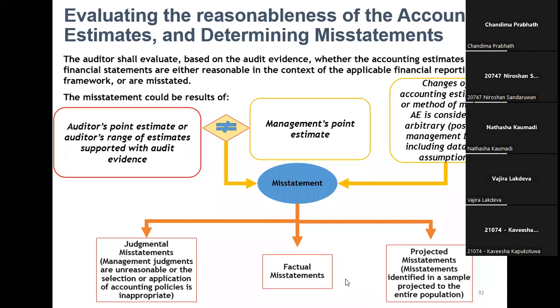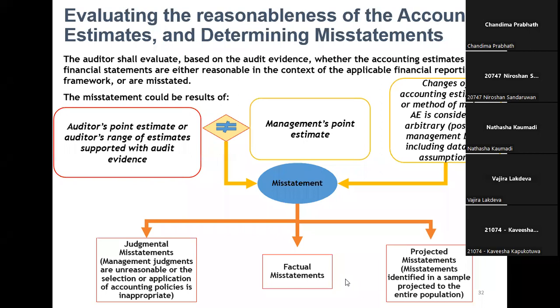Total value of inventory is 100 million. The auditor has selected a sample and the sample value is 10 million. Based on the auditor's testing, the value should be 9 million, not 10 million. So there is a misstatement of 1 million, which means the sample is overstated by 1 million. That is a factual misstatement. Now the untested value of the population is 90 million.